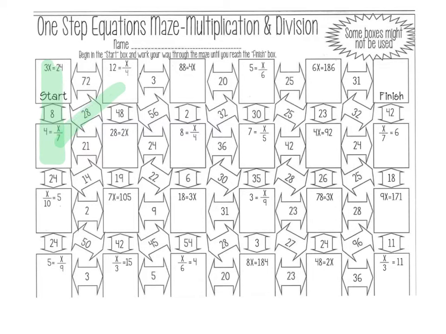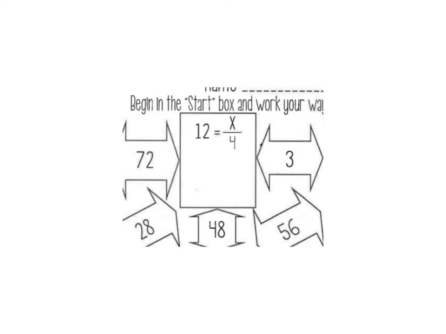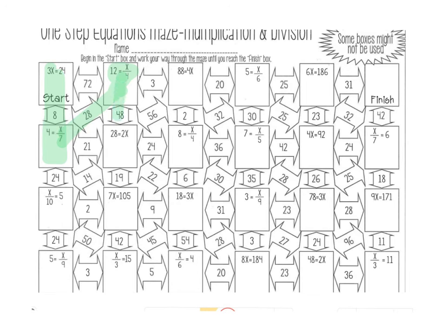We're going upwards, and now we're looking at this one. 12 is equal to x over 4. So in order to isolate the variable and get x by itself, we're going to do the opposite of dividing by 4. So the inverse of dividing by 4 is multiplying by 4. We're going to multiply by 4 on both sides. That's going to give me x is equal to 12 times 4, which is 48. So it looks like we're going down. And like I said, we're going straight down.